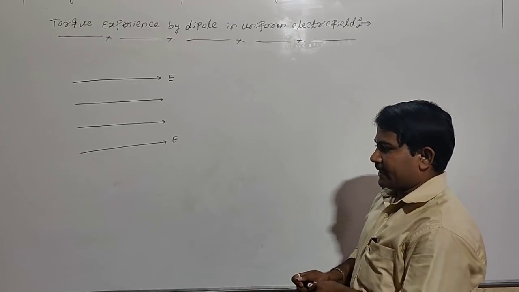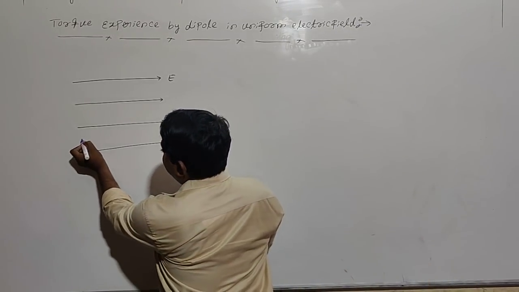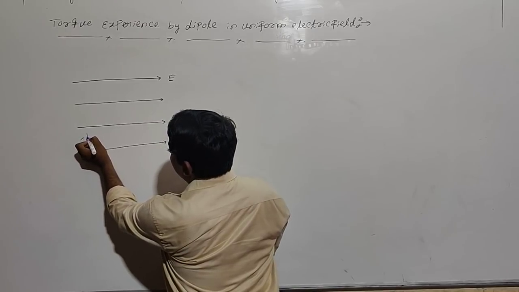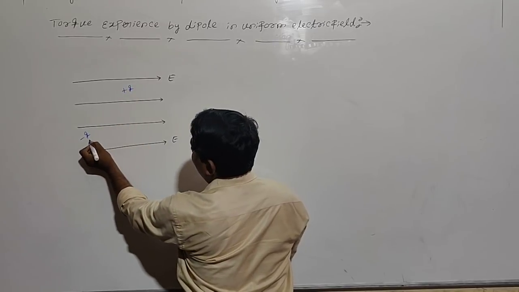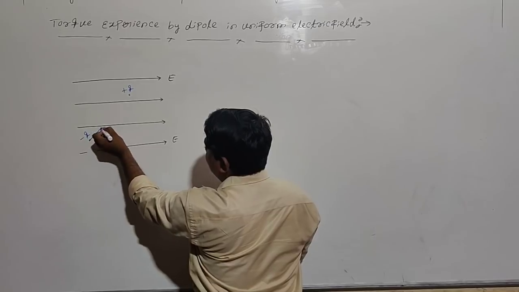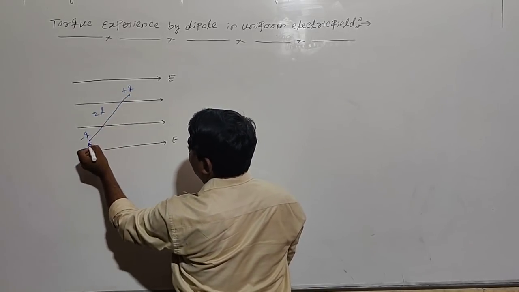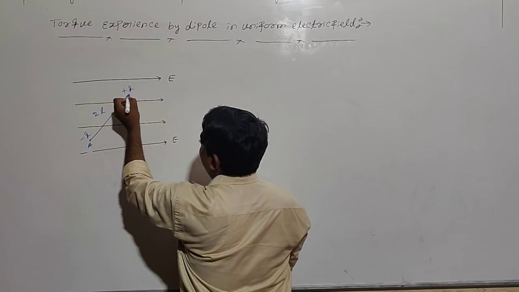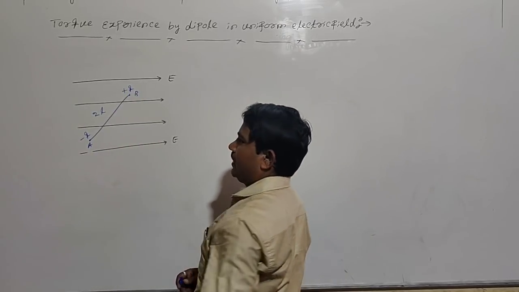See here, I will take a dipole. I will take a negative charge here, and this is the positive charge. The separation between the negative charge and the positive charge is represented by 2L. This is represented at point A, and this at point B.